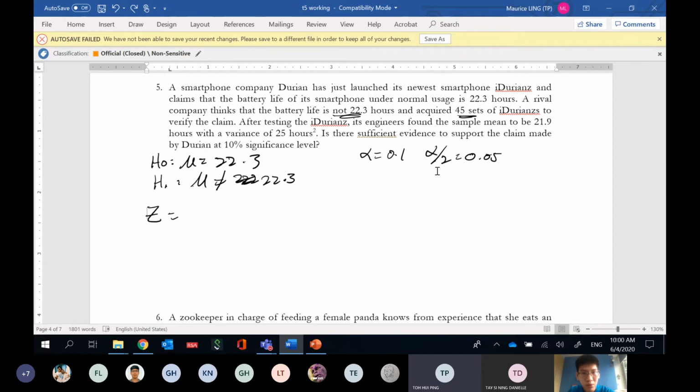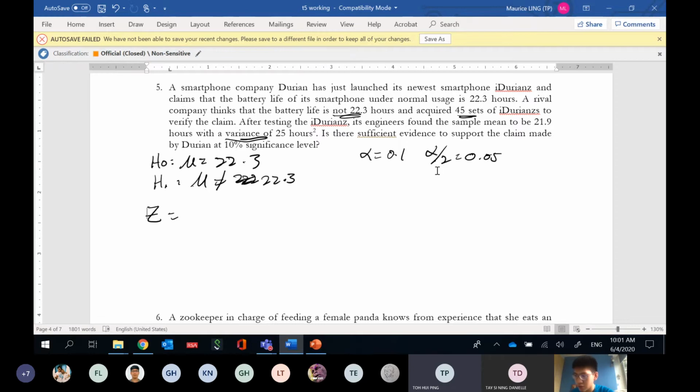Okay, calculate again. Wait, it's 21.9 minus 22.3. So 0.5. Oh my god. Remember, this is variance, not standard deviation. So it's 25 divided by square root 45.